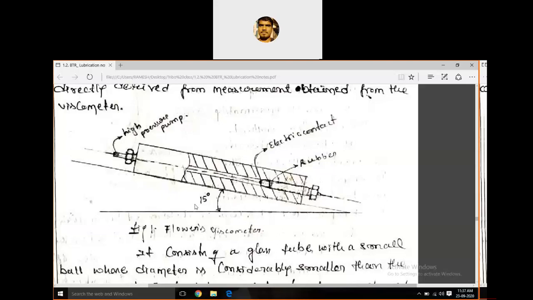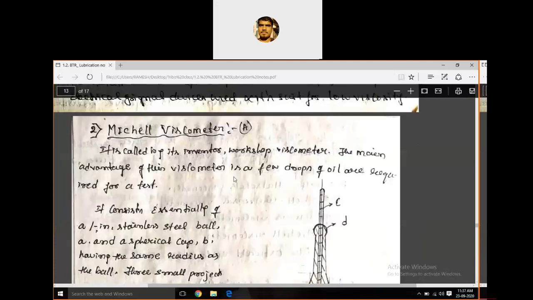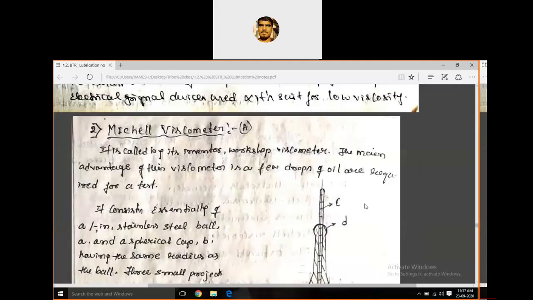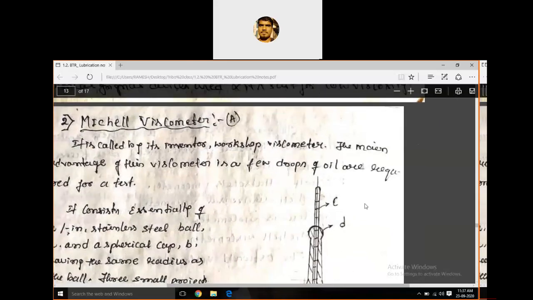So that is the first type of viscometer. And the second type of viscometer is called the Michael viscometer. This is the entire setup.